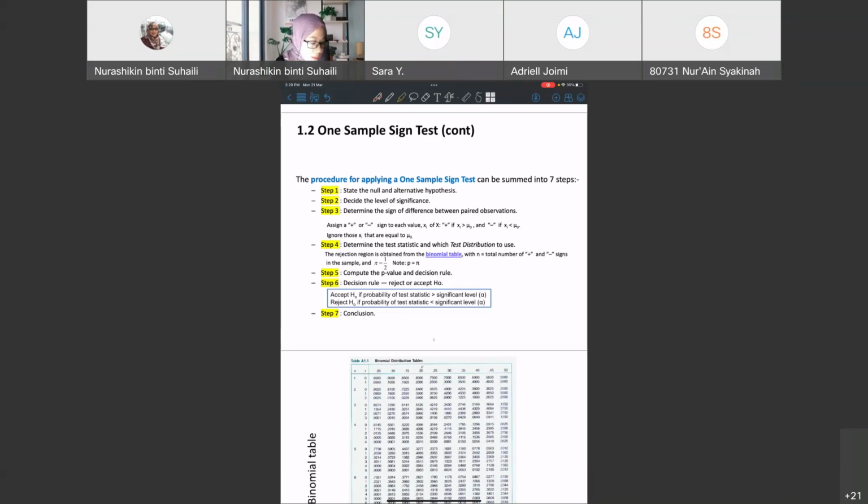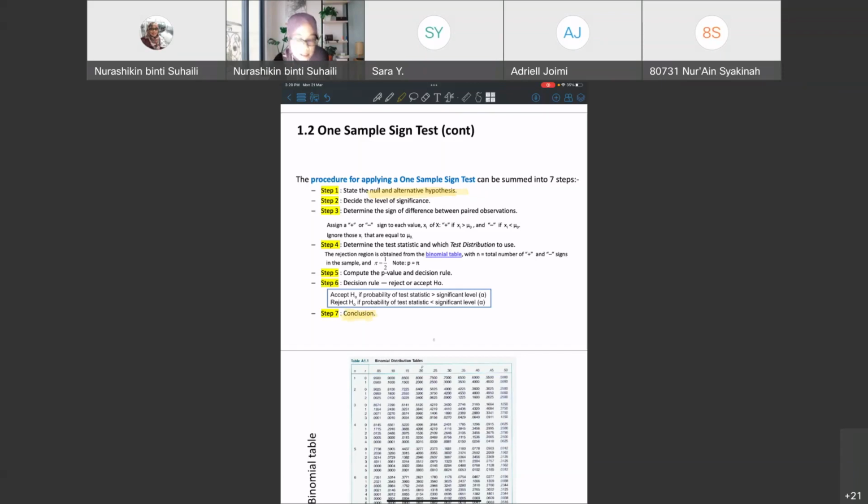You will see that the common first step is that you have to state the null and alternative hypothesis. That is the common thing that you have to do for any test. And the last step is to make a conclusion. What makes the difference is the thing inside, how you analyze the data, and that is unique to every test.